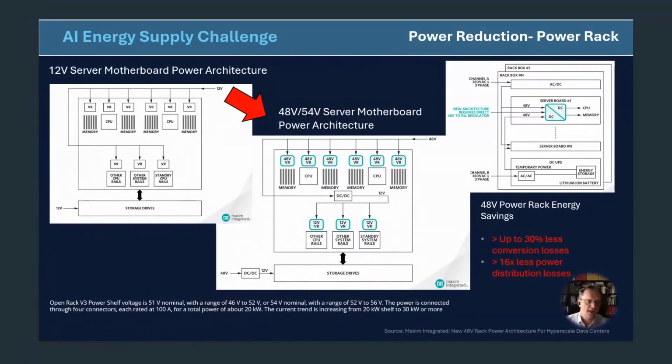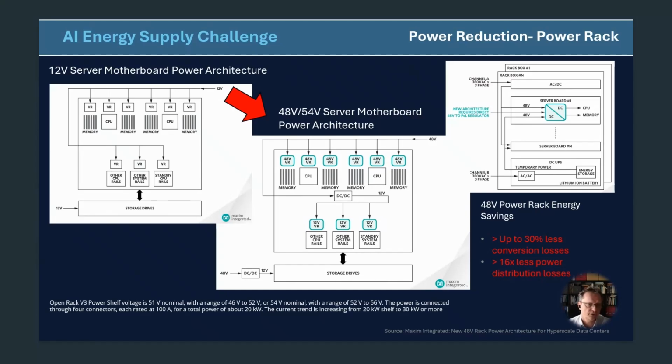So how to address these challenges? There are a couple of countermeasures that these AI hardware designers are using. The first thing is to move up with the power rack voltage. Some servers are still using around 12 volt on the motherboard. So this voltage will shift to 48 or 54 volt motherboard architecture.